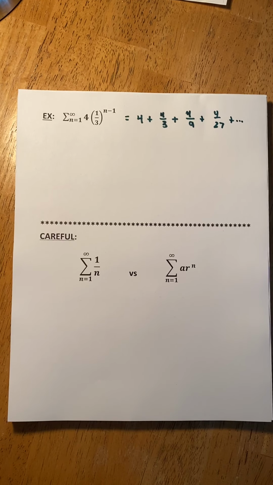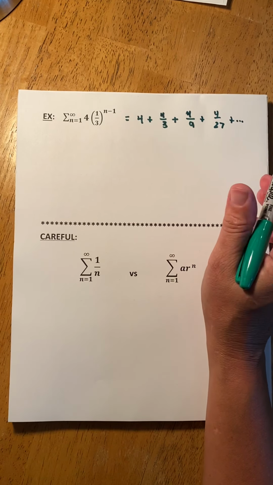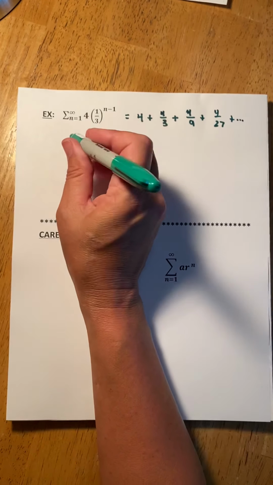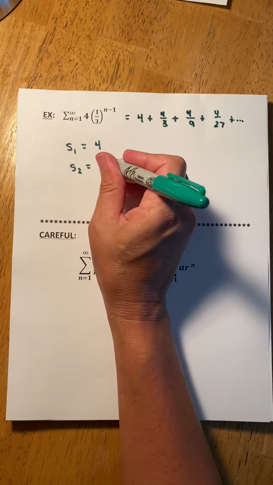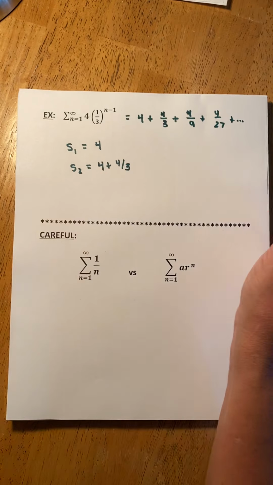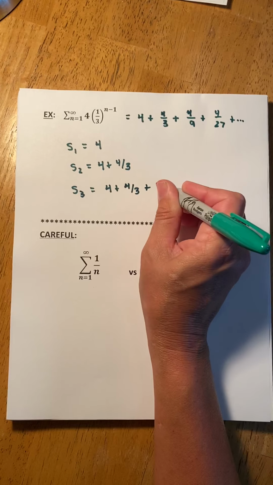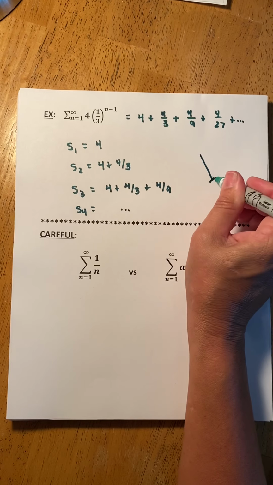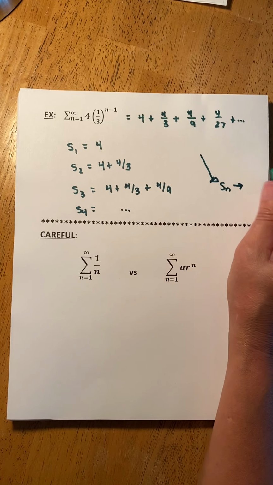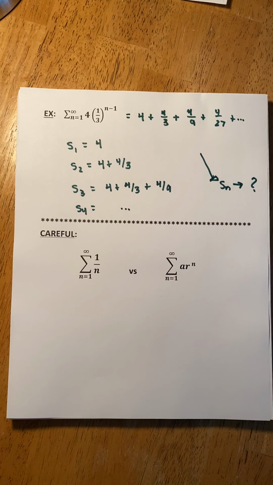So does this converge or diverge? Are these numbers getting small enough, quick enough, that we can say that this has a finite value? Let's see, we know my first partial sum is just 4. My second is 4 plus 4 thirds, whatever that is. My third is 4 plus 4 thirds plus 4 ninths. Right. And we would continue like this. And our question is, does Sn converge to anything? Well, before we go and look at these values, let's see if we can generalize this.